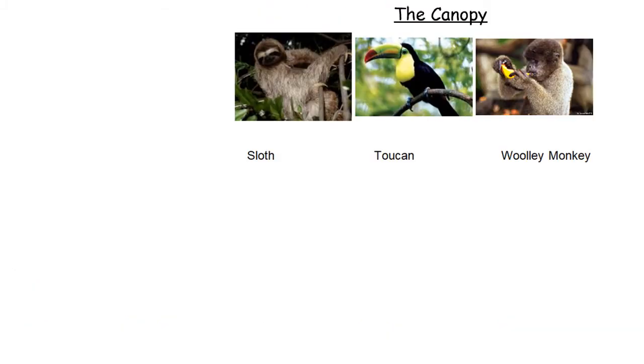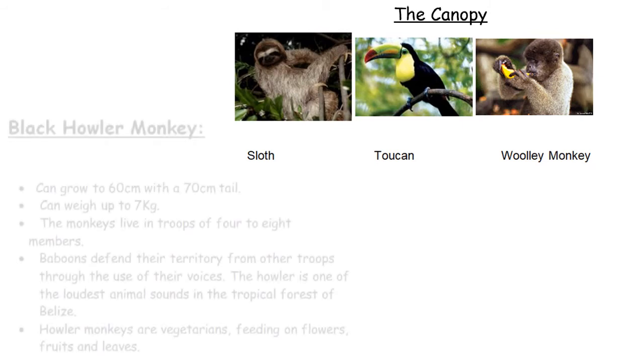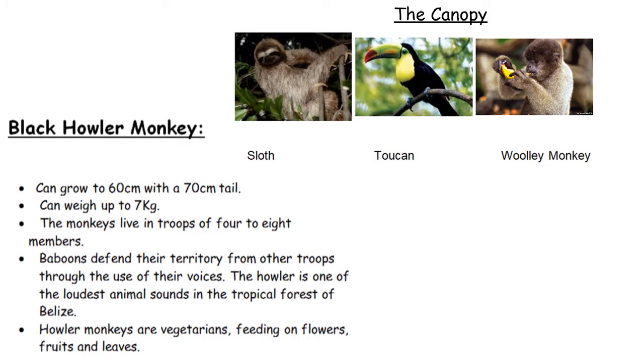As we come down through the layers of the rainforest, after the emergent layer we come to the canopy. Now this is where creatures like the sloth and the toucan and the woolly monkey live, where the branches and the leaves are a little bit more dense. Okay, they feel a little bit safer in the canopy because there's more around them. But I'm going to pick up on the black howler monkey. Now they can grow 60 centimetres tall with a 70 centimetre tail, so their tail is actually longer than their body, and they can weigh up to 7 kilos. So if you imagine a bag of sugar, 7 of those.